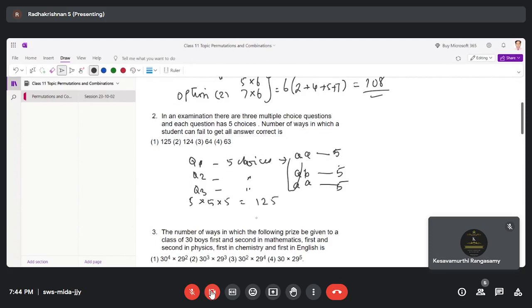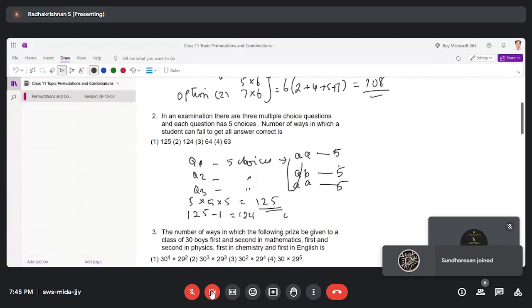Out of these 125 ways in which the question paper can be answered, only one is right. So in the remaining 124 ways of answering, at least one answer is incorrect, right? So that is what they're asking: the number of ways in which a student can fail to get all answers correct. So that will be 124.